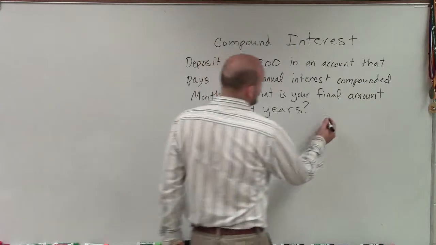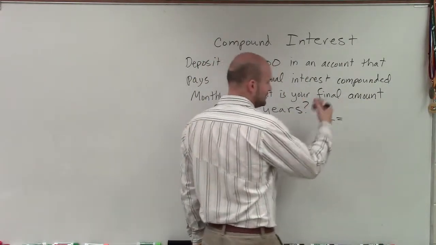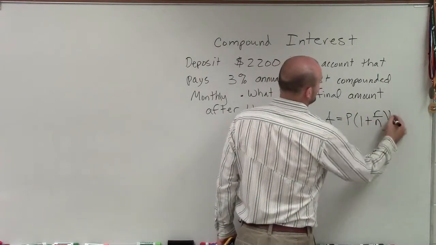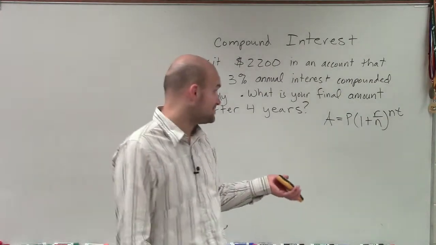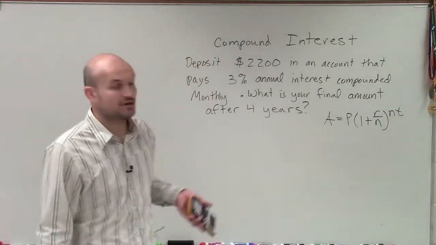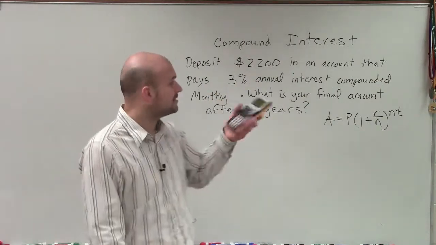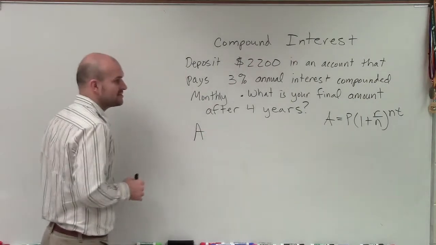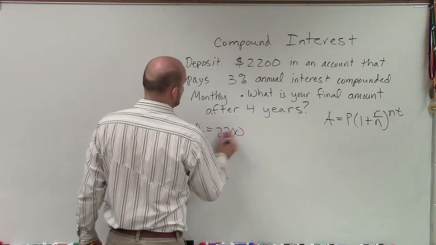So we need to make sure we know our equation, which is A equals P times 1 plus R over N raised to the NT, where A represents our final value, P represents our principal, our initial deposit, R is your annual rate in decimals, N represents the number of times you compound per year, and T represents our time. We're trying to find our final amount, so we're going to leave that as A. Our initial deposit is $2,200.